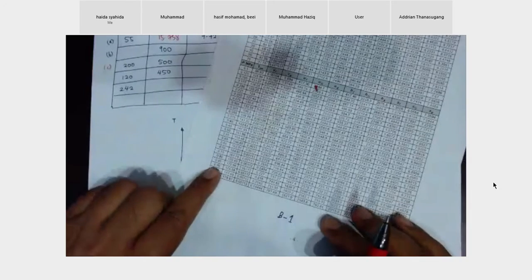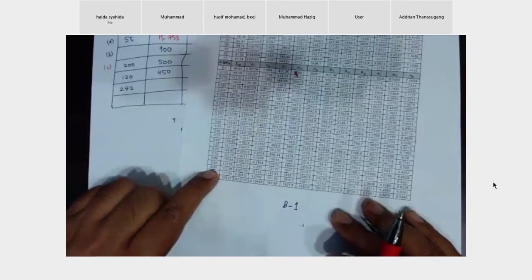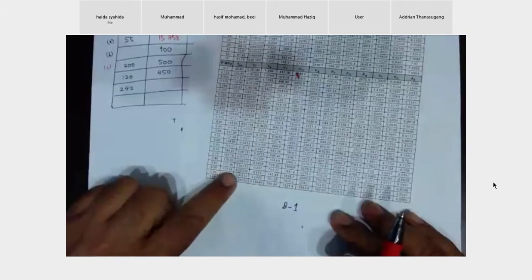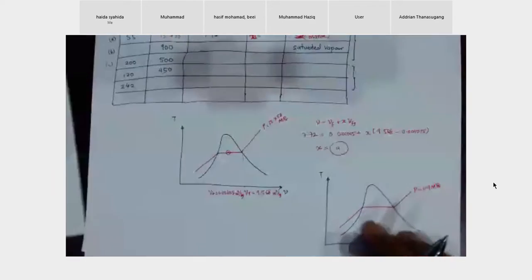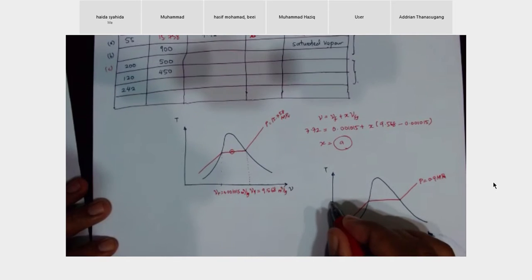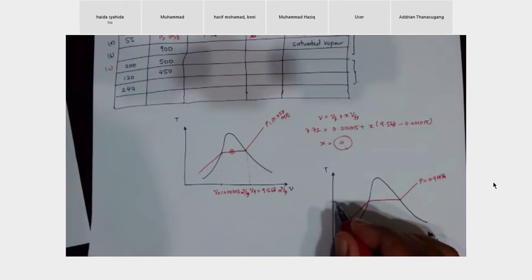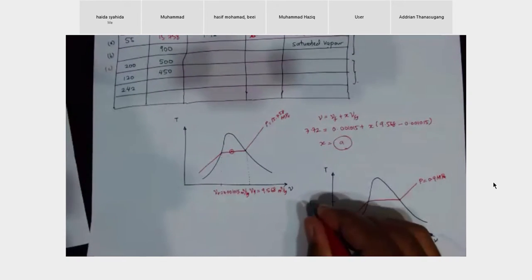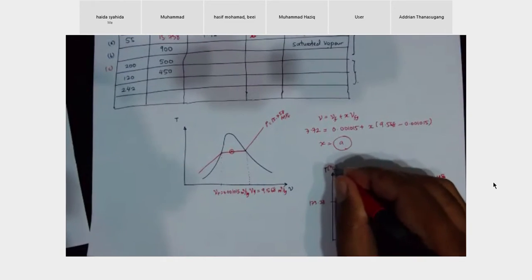So if it's in megapascal, then there is 0.9. So 0.9 is here. Okay, 0.9 is 175.38. So that means all the temperature along this line, saturated line, maksudnya tepu, is 0.9, 175.38. So ini degree Celsius kan? Okay.